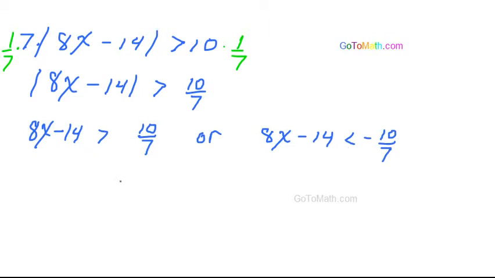Okay, so let's take that 14 to the other side. So 10 over 7 plus 14, and then we're left with 8x. And go ahead and get that. So we have 10 over 7 plus 14. I'm probably going to go a little faster than usual here.